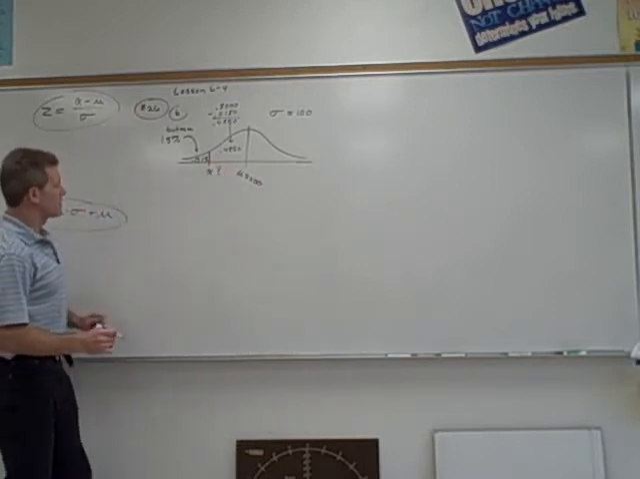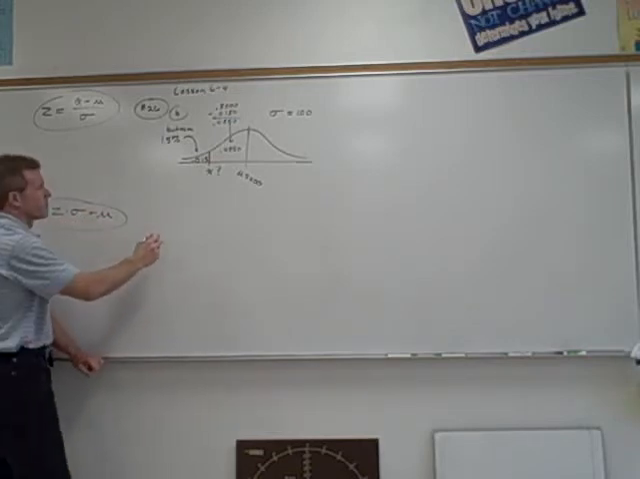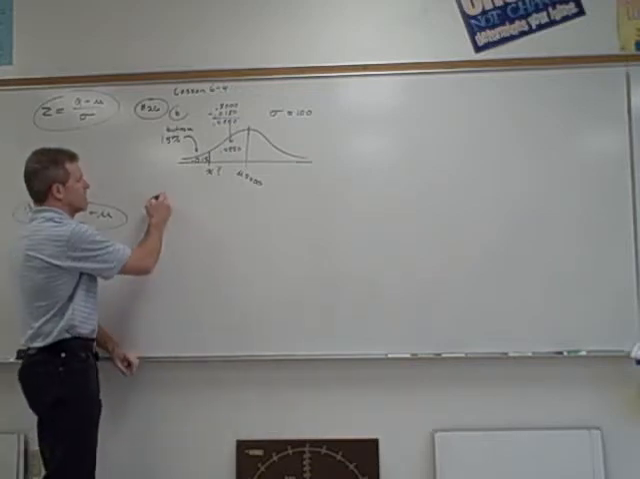So if we're trying to find x, the best formula to use is right here. X equals your z-score times your standard deviation plus your mean. So we already know my mean of 400. I know my standard deviation is 100. Those are both given in the problem. If I could just find my z-score, then I'd be able to calculate x. So to find your z-score, look at your z-chart.